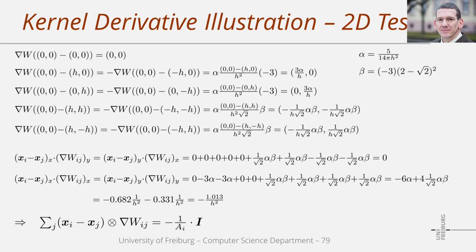Here we have the selected kernel gradients from the previous slide, and we also see how to compute the outer products for all particle pairs. We distinguish the computation of the diagonal values, where we get -1 divided by the particle size, and the computation of the off-diagonal values, where we get 0. Again, this property is particularly useful for test purposes.